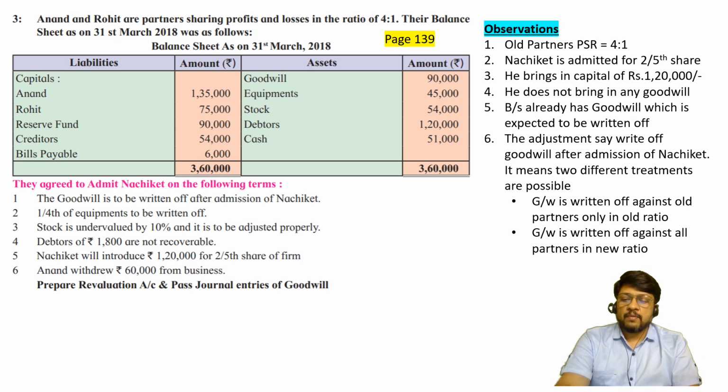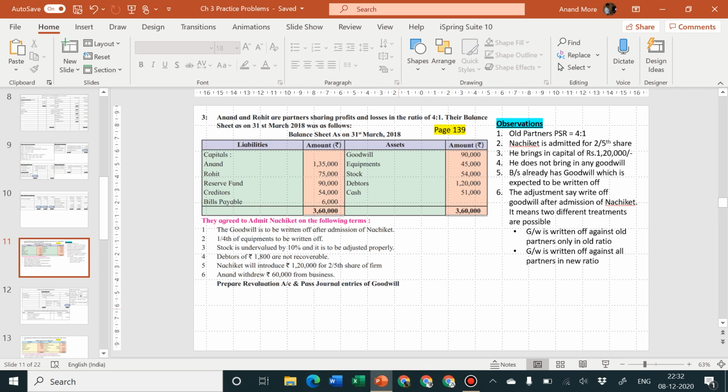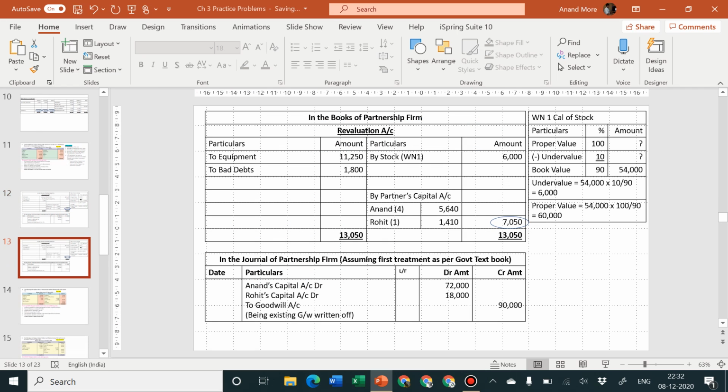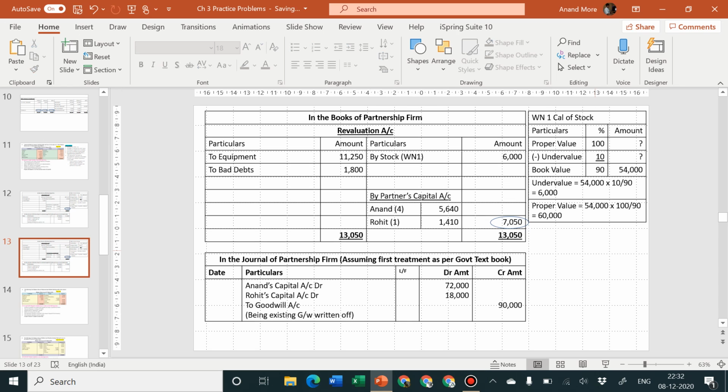So let me go away from the screen now and consider the same problem in a different manner. That is, we are now considering the second treatment. Let me duplicate the slide. Remember, all the revaluation adjustments will remain the same. Revaluation profit or loss will always go to the old partners only. There is no question of Nachiket getting any revaluation profit or loss. The reason is, revaluation is always done before the admission of a new partner. I repeat, revaluation is always done before the admission of a new partner.